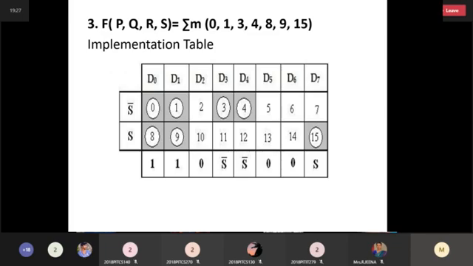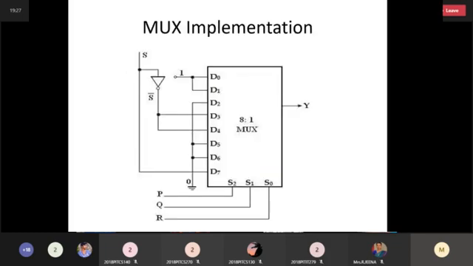So D2, D5 and D6 are 0. Okay, so D2, D5 and D6 are grounded. Okay, next.